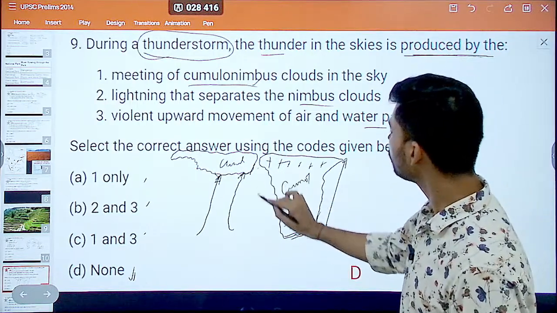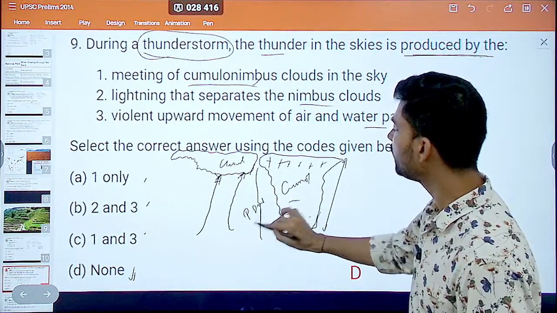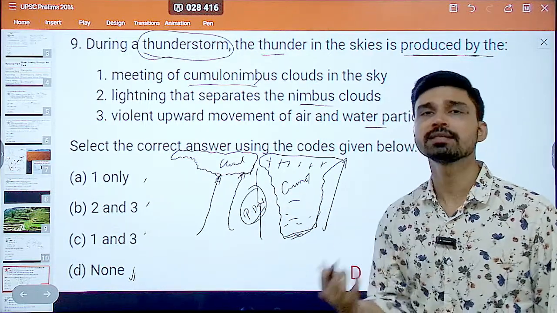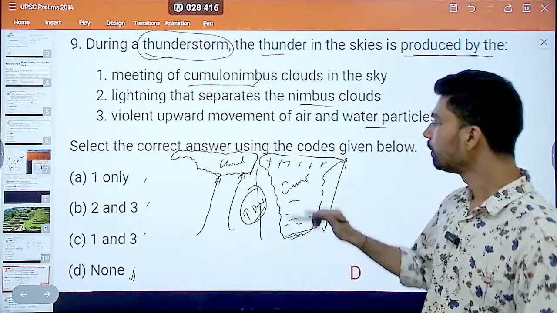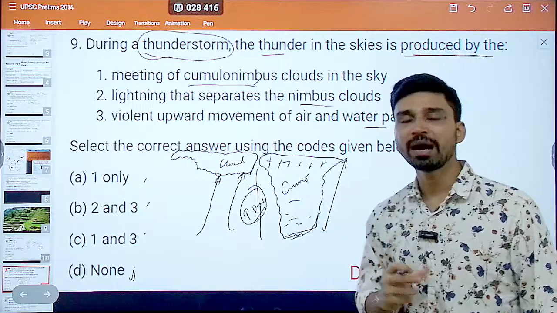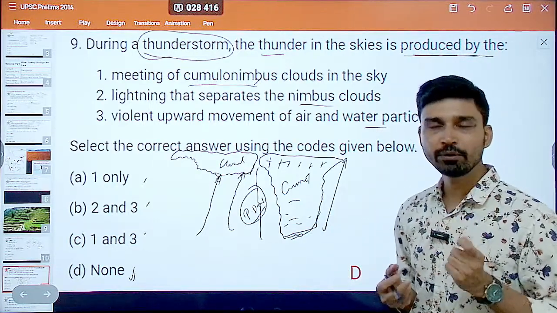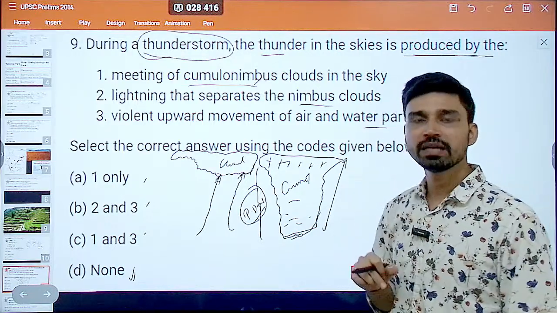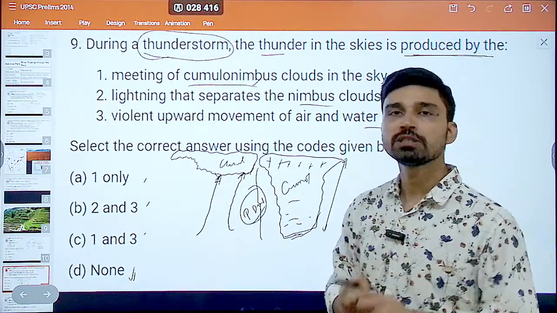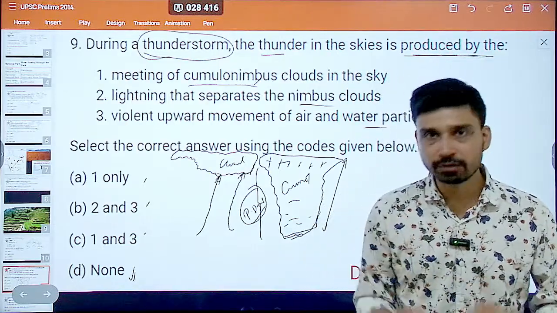Now due to this, what happens? A potential difference, which you might have studied in the electricity chapter in science, is created due to charge separation. That is the same principle by which batteries work. If you use a battery, you might have seen that on one side you have the positive charge, on the other side the negative charge, and when you connect both, you get a flow of electrons that produces electricity.